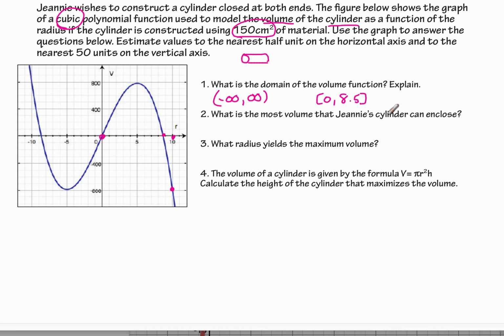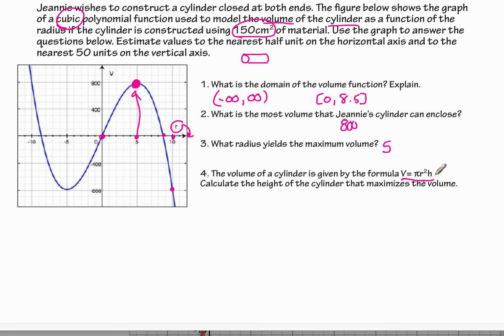What is the most volume that her cylinder can enclose? Well, that would be wherever the relative maxima is. And there it is, right here. So that looks to be 800. What radius would get that volume? Well, the radius is the x-axis. So at 5, it looks like she will get her most volume.